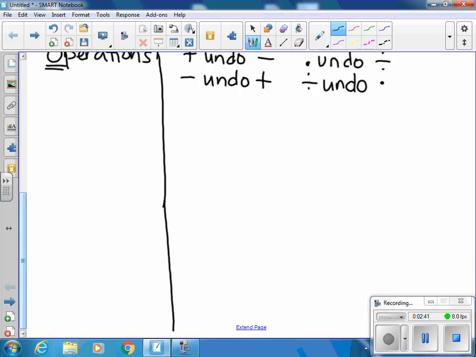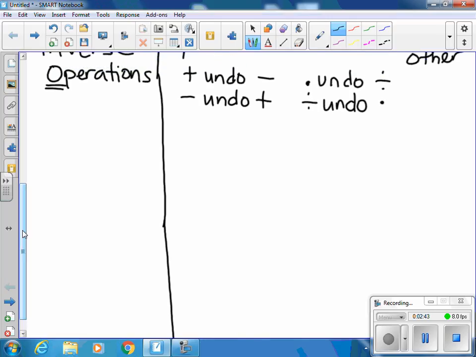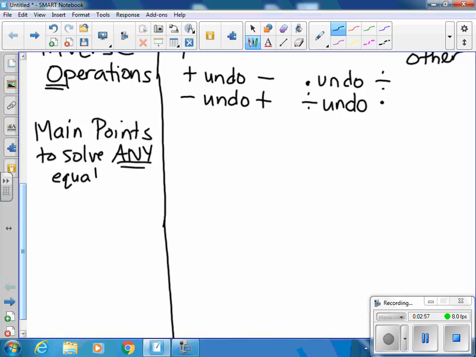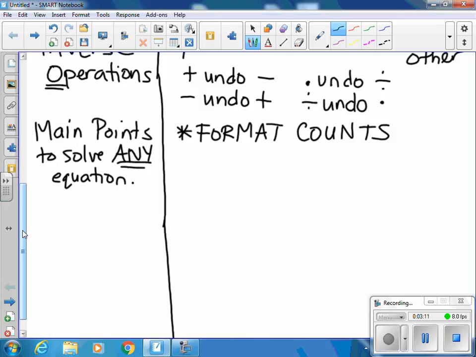as we're going to solve equations, and this works for any equation, not just the one step. Right? So they're important to start with, and these are your main points to solve any equation. Right? The first one is that format counts. And by format, we're talking about how you show your work and what it looks like. Right? There's a certain way that equations have to be shown in terms of their work for it to legitimately come out to the answer that it is, and for you to be using the inverse operations the way you should be. So format counts big time.